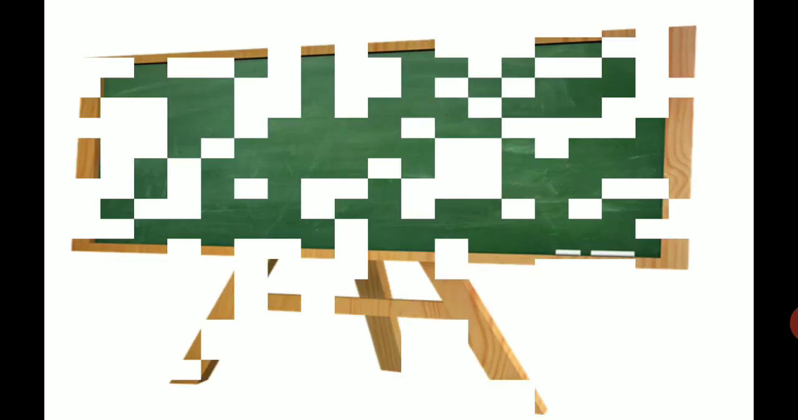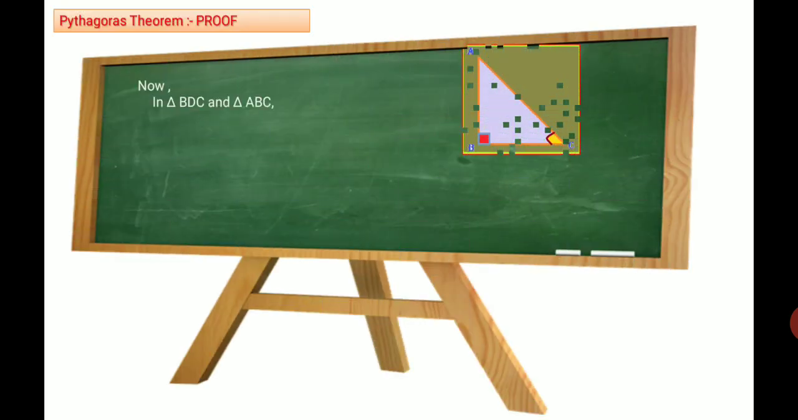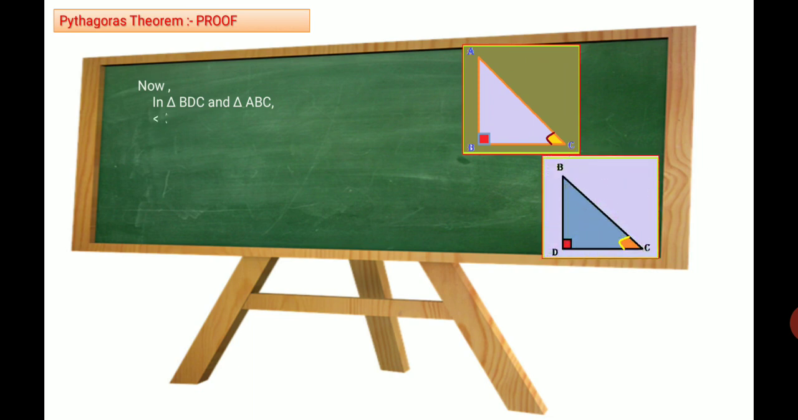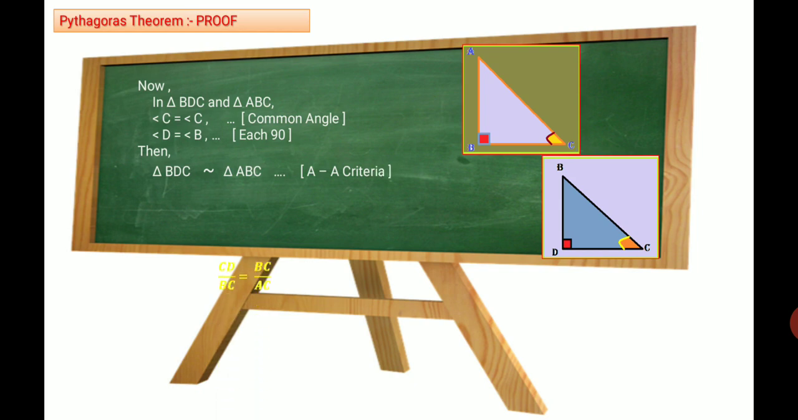Now, similarly, take another two triangles. It is BDC and triangle ABC. Again, angle C is equal to angle C because it is the common angle. Angle B and angle D are again equal. Why? Because each is 90 degrees. So the two triangles must be similar. Why? Because of the angle criteria.